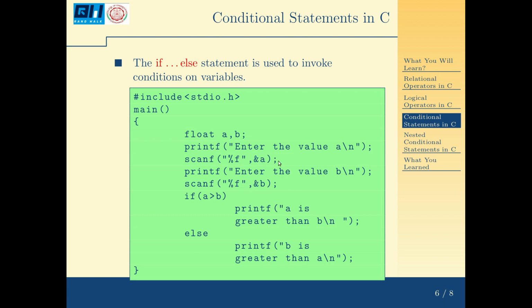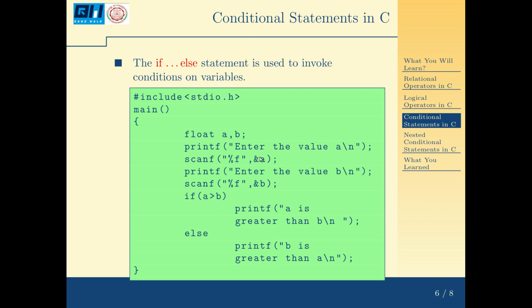Now enter the value of a, and a is read as a floating variable with printf and scanf. Now enter the value of b, and b is read with scanf again as a floating variable. Now if a is greater than b, printf a is greater than b. That is, if this condition is met, then printf a is greater than b. Here also it is wise to indent the statements that come under the if, though not mandatory. It increases the readability of the code. Else, if a is less than b, what will happen? That is, printf b is greater than a.